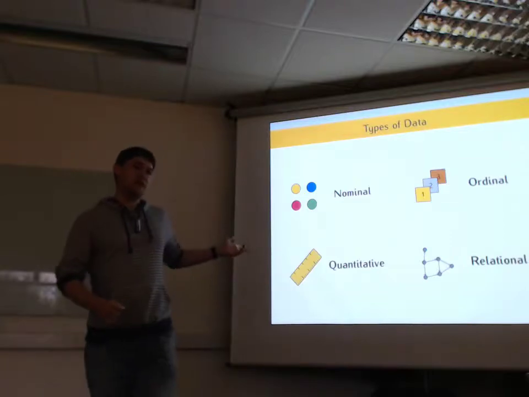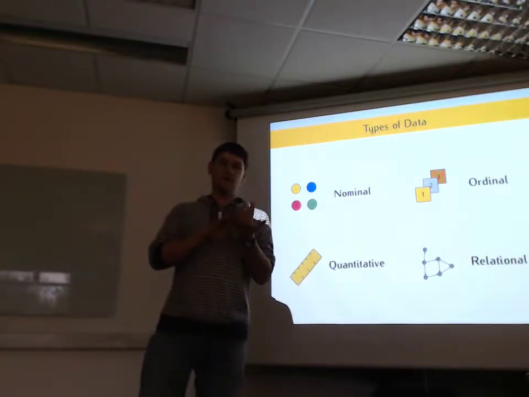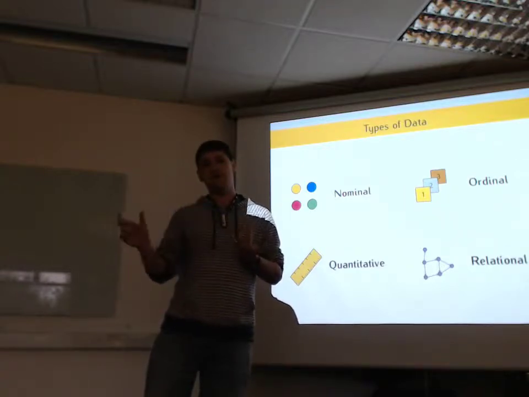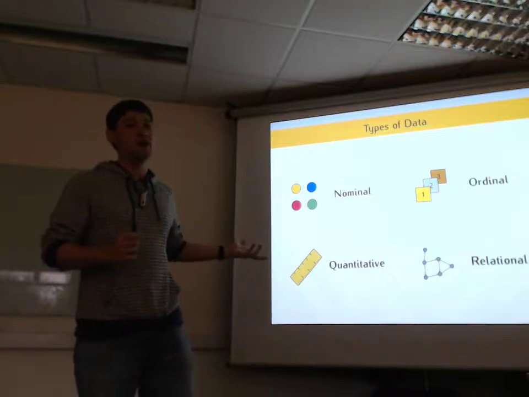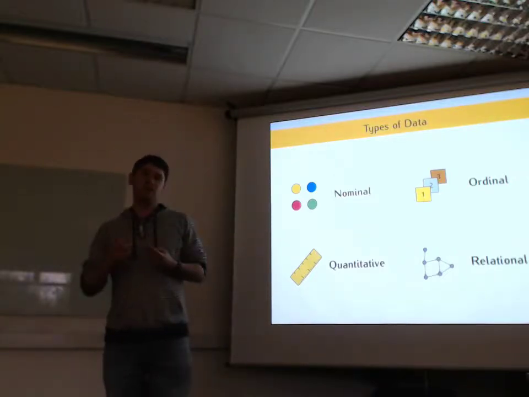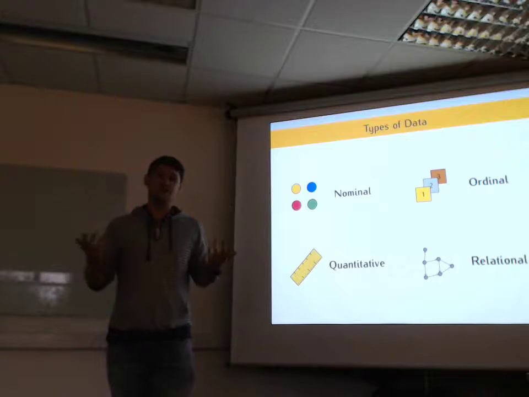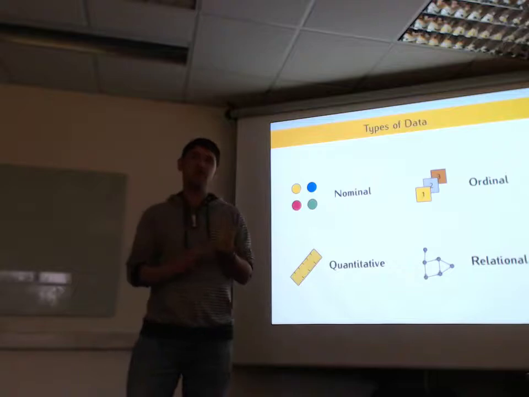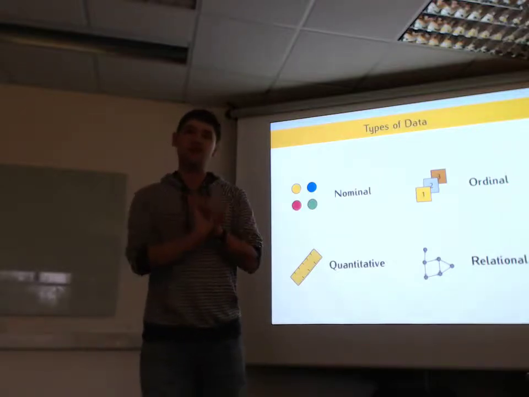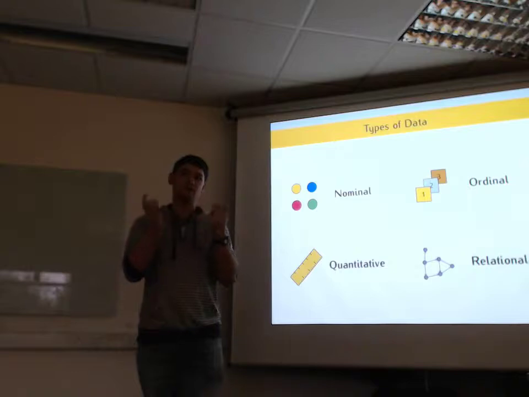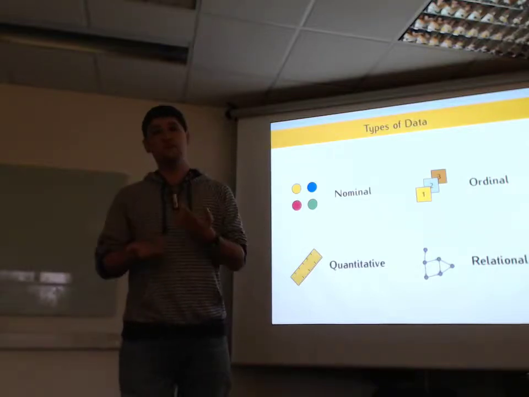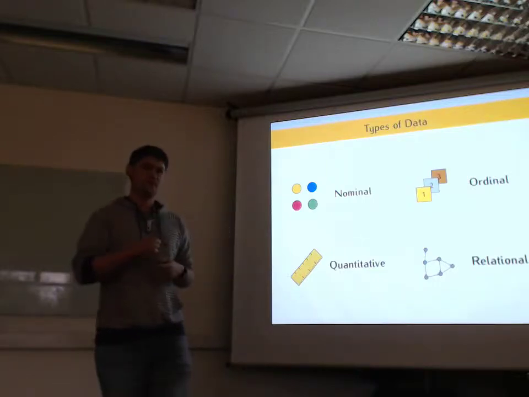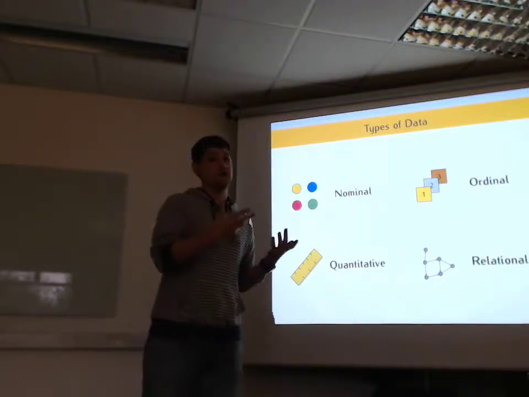But then quantitative data, the order of the values is very important, but also the distances between the values are important. So this is your typical numerical data. For example, if I ask you what is your height, that would be quantitative data. This comes in two types, interval data and ratio data. Interval data has no concept of absolute zero. For example, dates would be interval data, whereas ratio data has an absolute zero. For example, height, you can have zero height, but not negative height.